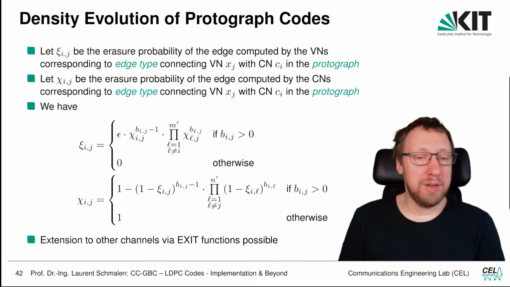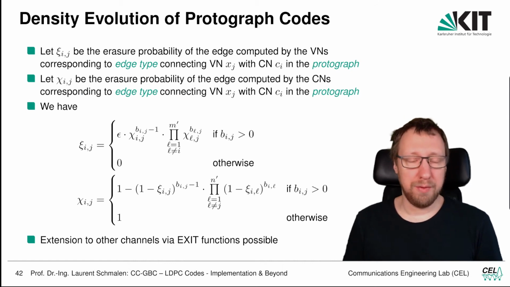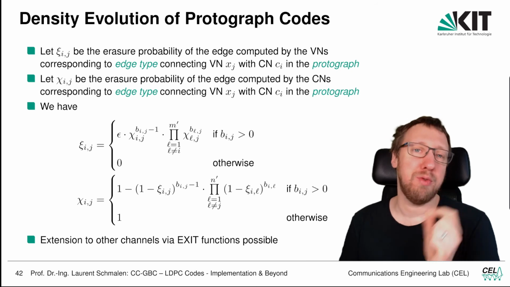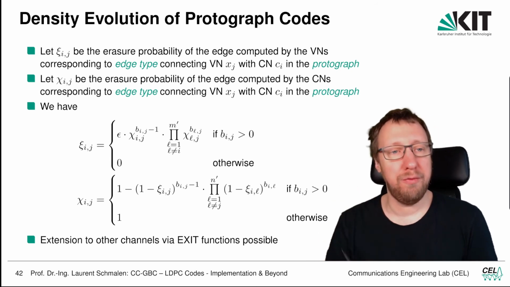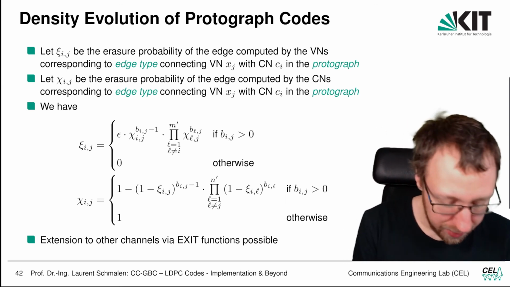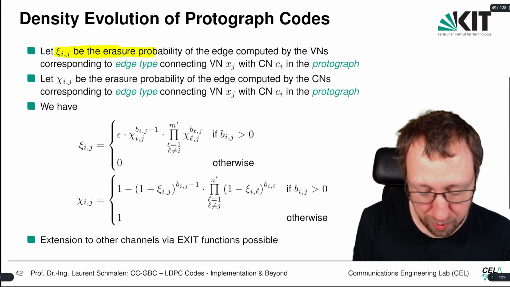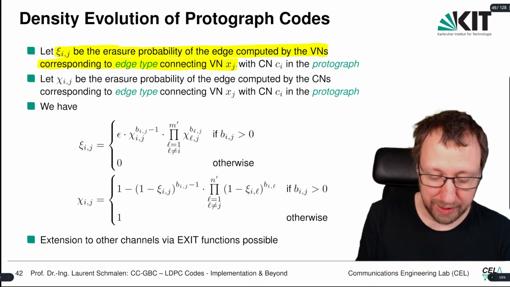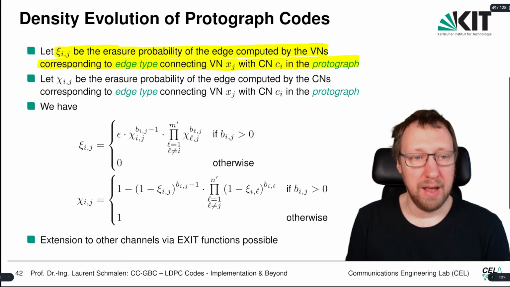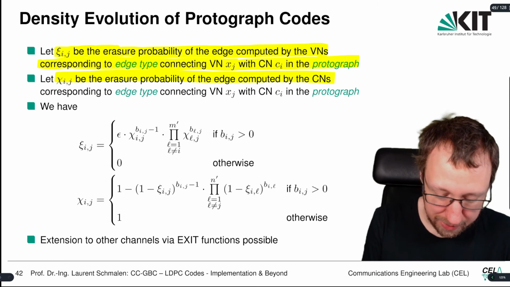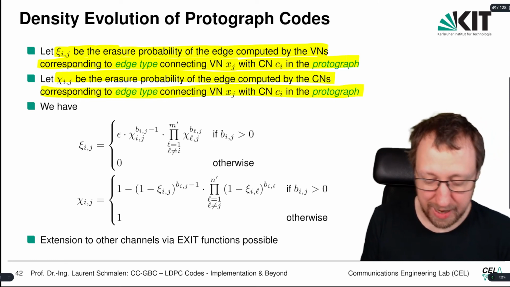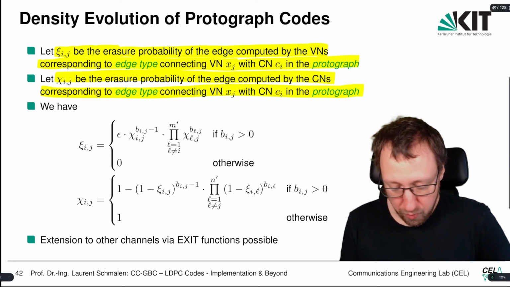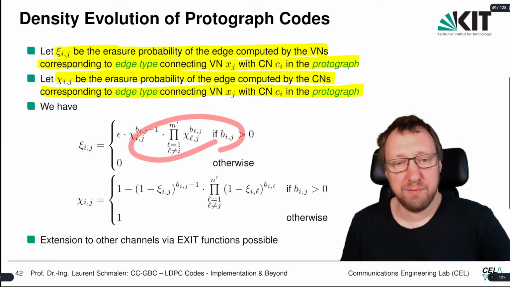You can also do density evolution on the protograph codes. The thing we need to take care of is that each edge has different erasure probabilities because each edge type behaves differently. So we need to define C_ij, the erasure probability of the edge computed by the variable nodes corresponding to the edge type that connects X_j with C_i in the protograph. K_ij is the erasure probability of the edge types connecting X_j with C_i in the protograph. And then we have the update rules that are given by this expression.